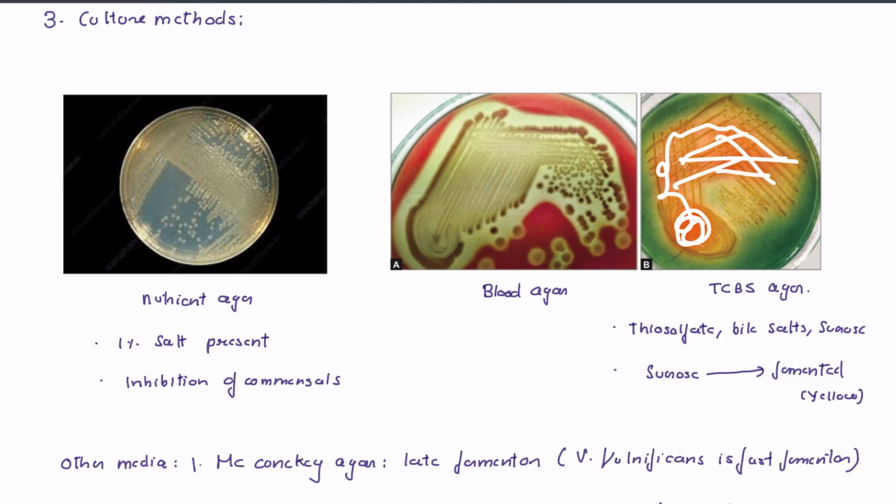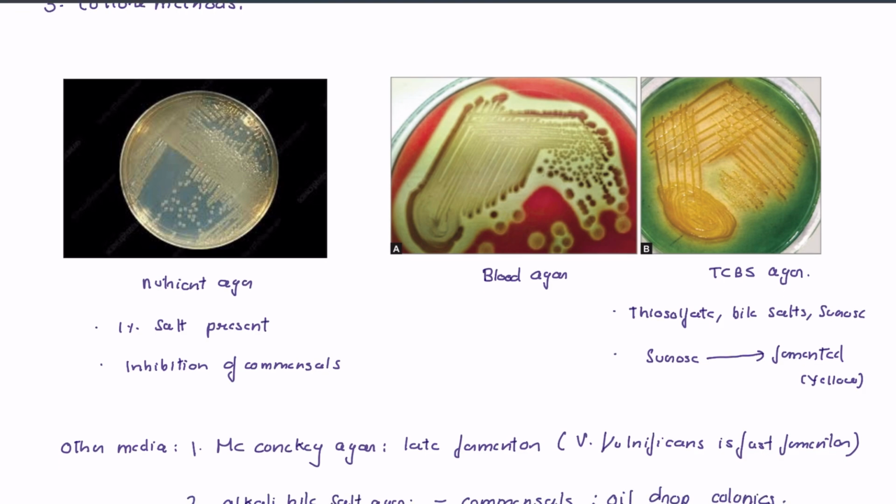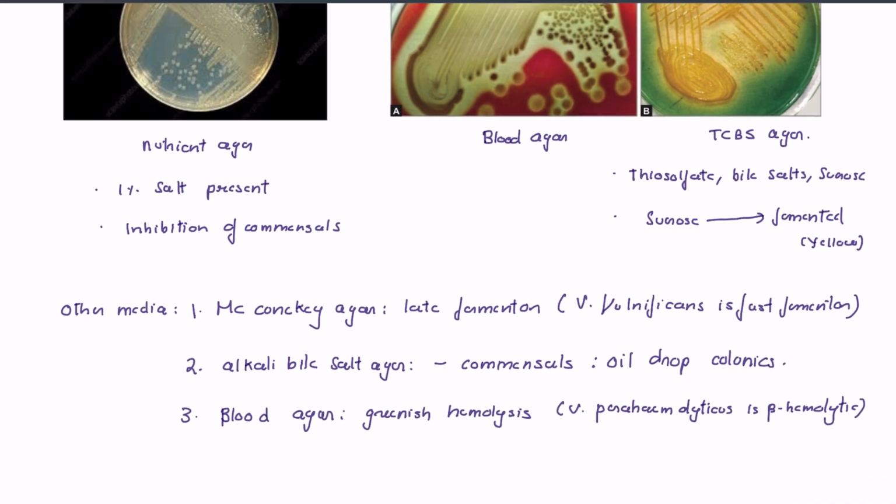Now what is the use of this color yellow? It is because we can use it to differentiate from other organisms like Salmonella or Vibrio parahaemolyticus or Vibrio vulnificus. We can use other media like MacConkey agar, which you know is for lactose fermenters. It is a late fermenter. If it is fermenting very early, we can know that V. vulnificus is present.